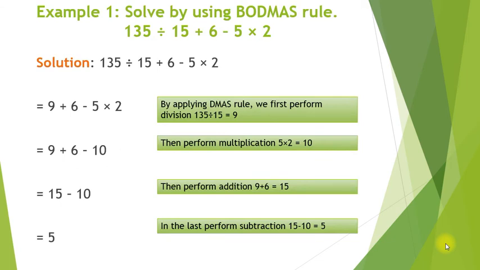Now this is your first example. Solve by using BODMAS rule: 135 divide 15 plus 6 minus 5 multiply 2. We have to apply BODMAS rule on this sum. First of all, you will write the solution. Copy the statement of the sum: 135 divide 15 plus 6 minus 5 multiply by 2.